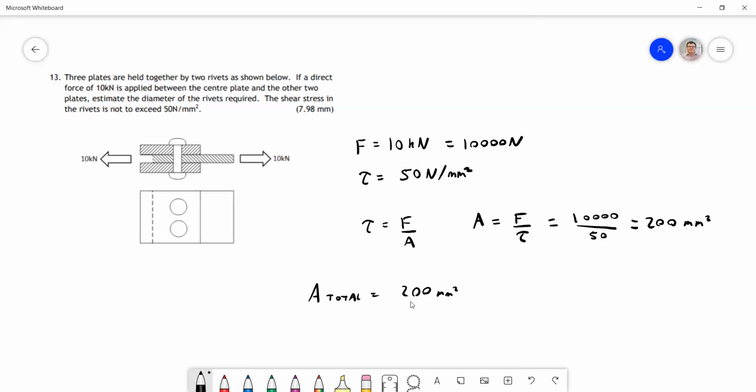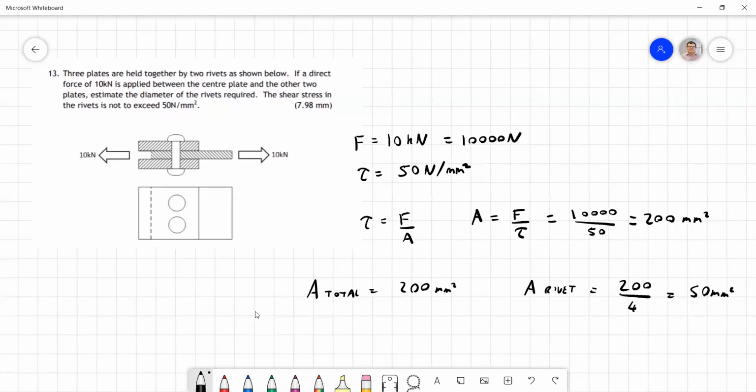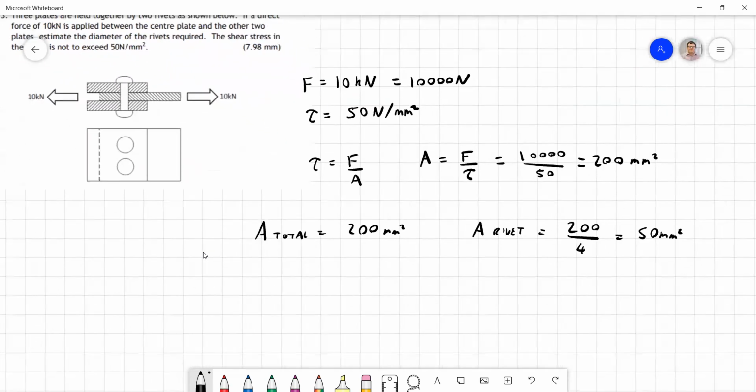Now, as I said at the beginning, we know that the area under shear is 4 times the cross section of one rivet. There's 2 rivets, and each rivet is sheared in 2 places. So the area of a rivet will be our total area divided by 4, equal to 50 millimeters squared. And we're assuming, although we don't need to state this, that both the rivets experience shear equally.